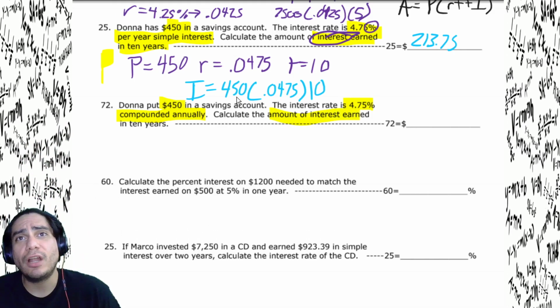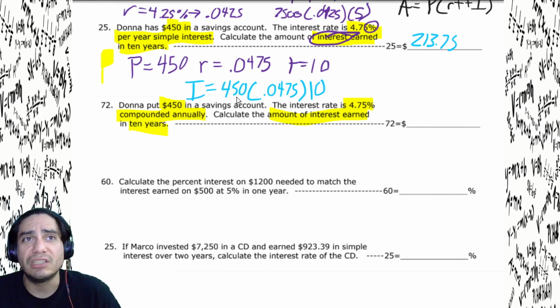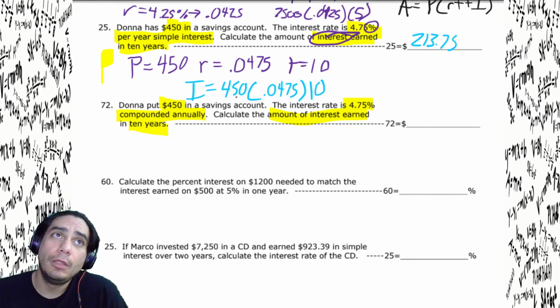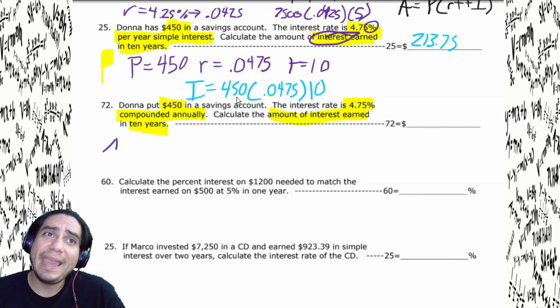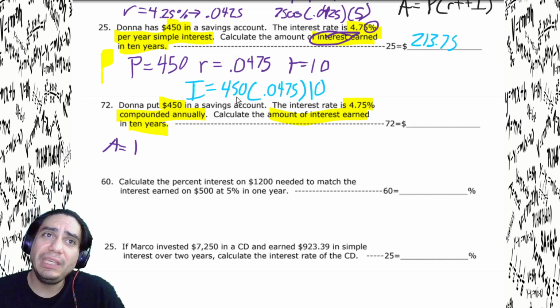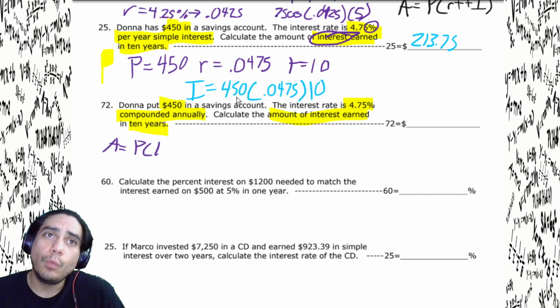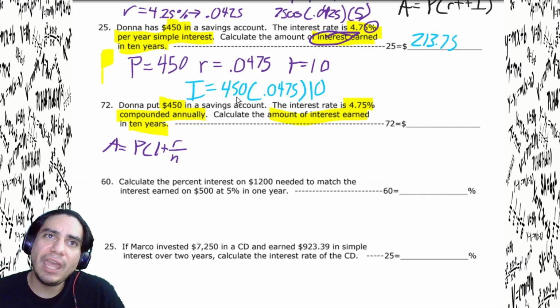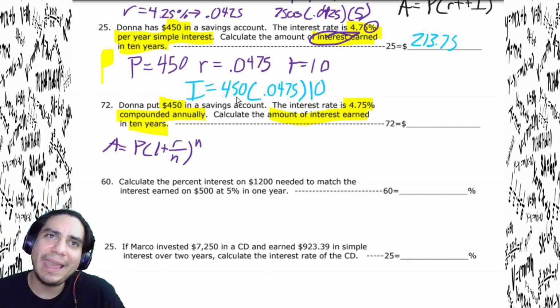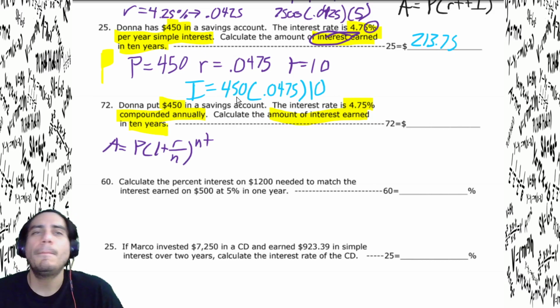We want to figure out only the interest earned in 10 years. We only want to figure out that. So again, we have to make sure we have the right formula. So we have A equals P, parentheses, 1 plus R over N, raised to the N times T power.